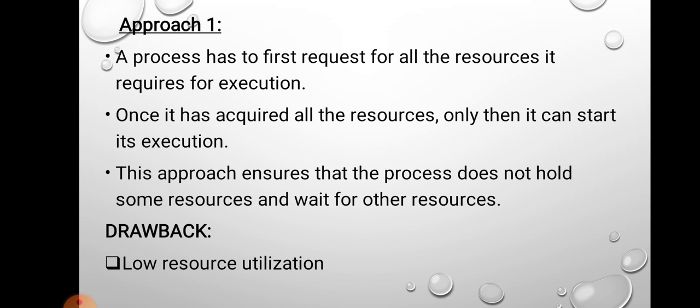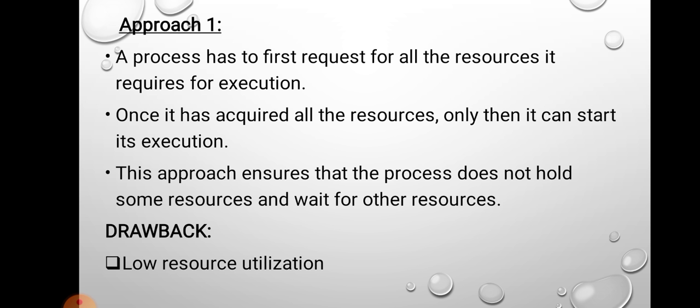A process that copies the data from the DVD drive to a file on a disk, and then it sorts the file, and later it is going to print that file by using the printer.